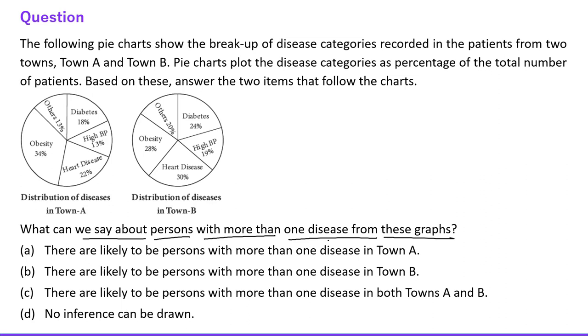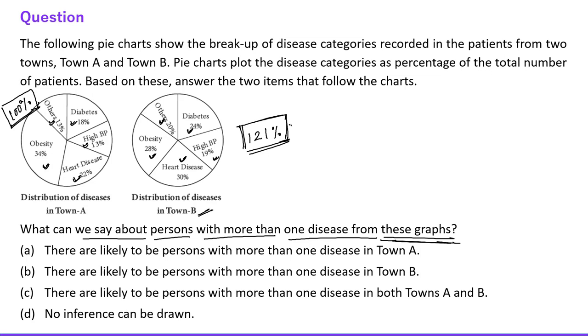Okay, everyone, let's talk about A. Just calculate the percentage. 22 plus 34 is 56. 56 plus 13 is 69. 69 plus 18 is 87. 87 plus 13 is 100%. So this is the graph of 100% population, right? But now if we talk about town B, let's add all of them. 30, 20, it is 50. 28 and 24 is 52. 52 and 50 is 102. 102 and 19 is 121. So graph B has the data of 121% population, right?